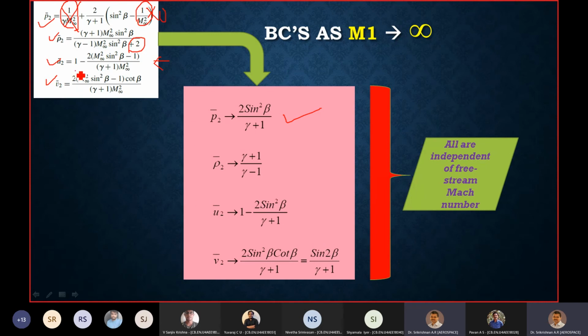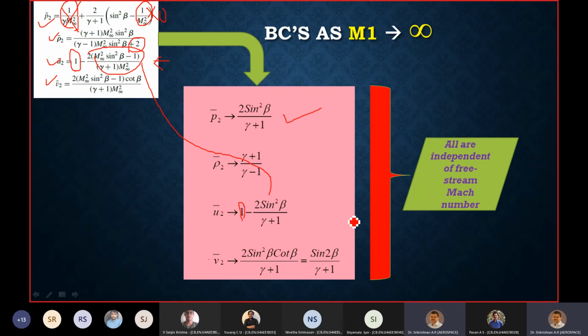Please note that the 1 here will not vanish, because in comparison, once you extend the limits to the second term, that boils down to 2 sine squared beta by gamma plus 1. Now we cannot say that's a high value. Actually that will be low, so that cannot be neglected in comparison with 1. That's the reason this 1 has to be retained. So 1 minus 2 sine squared beta by gamma plus 1 is U2, and similarly for V2 we get an expression like sine 2 beta by gamma plus 1.